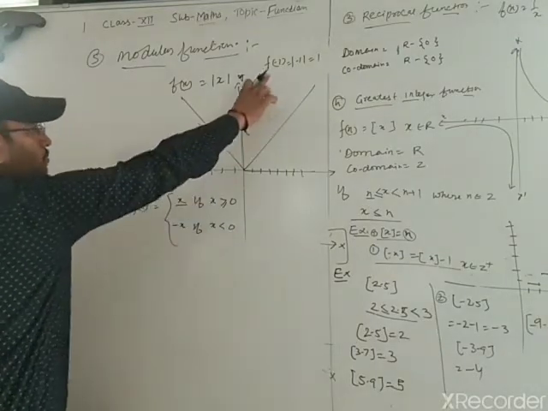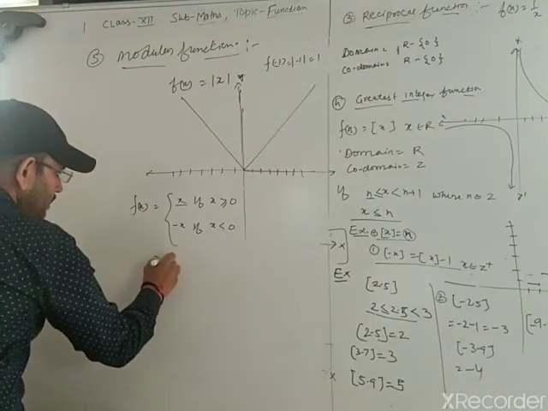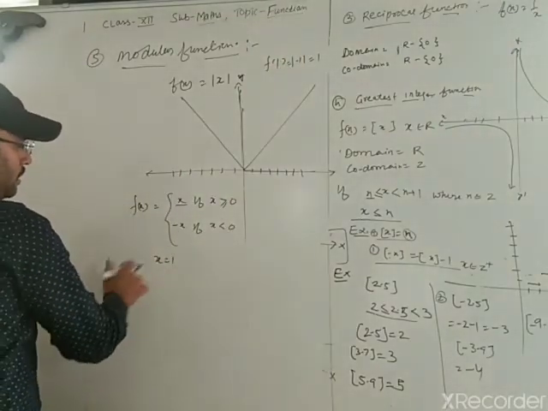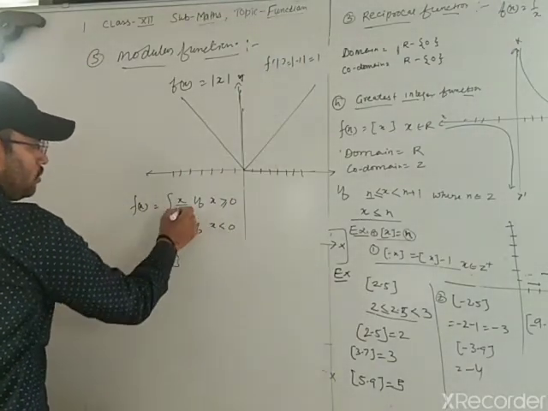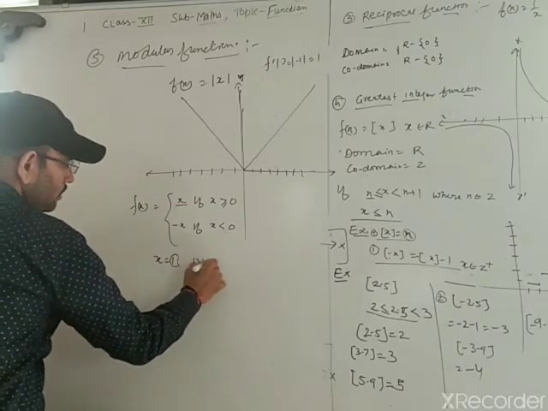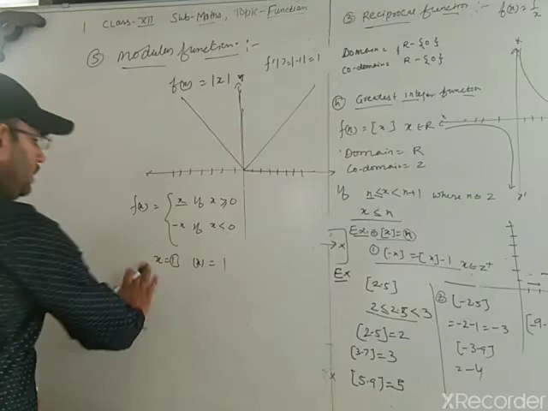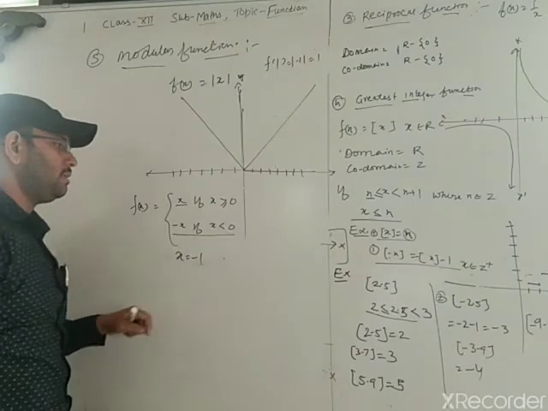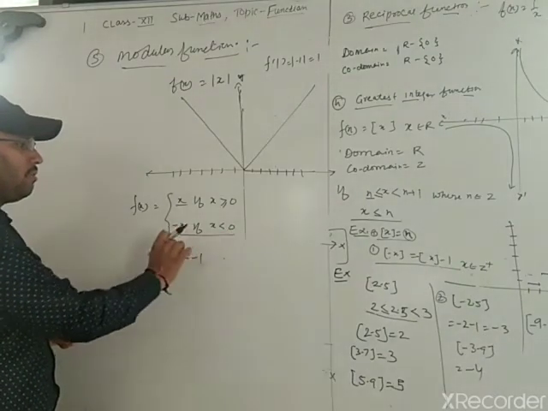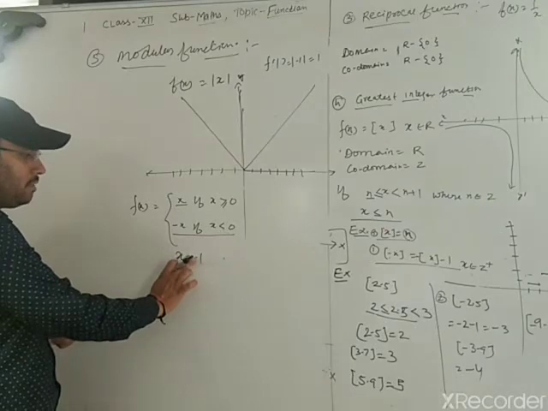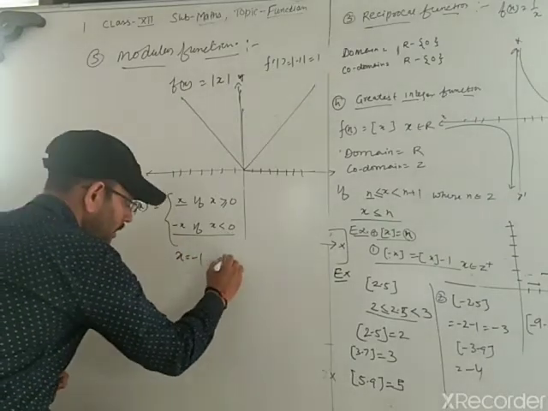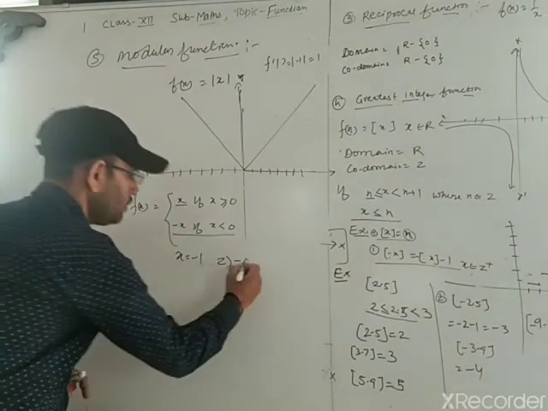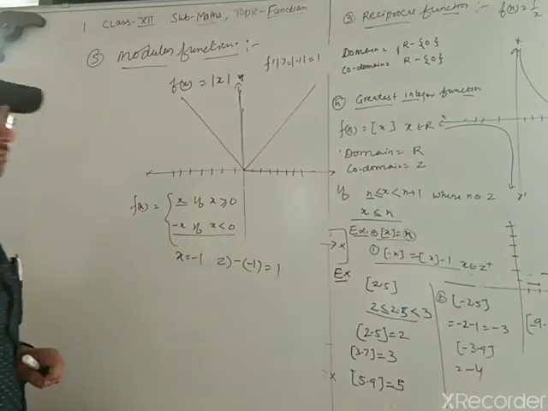Clear? So take this example: x is equal to 1. What is the result? 1 is greater than 0, so we take 1 as it is. Clear? If I take x is equal to minus 1, which condition applies? The second condition applies, since minus 1 is less than 0. According to this condition, we already have the minus, and x is minus 1. So we get the result positive.